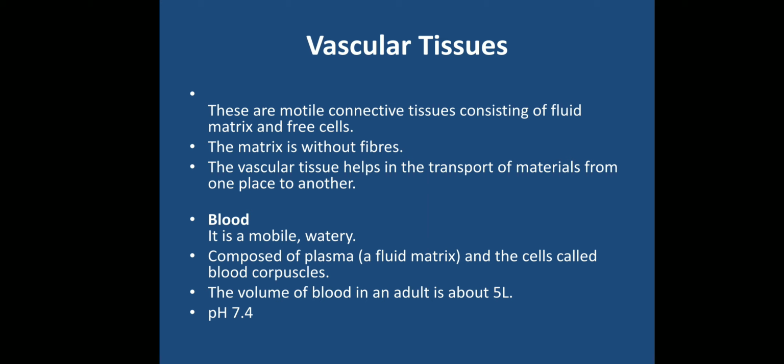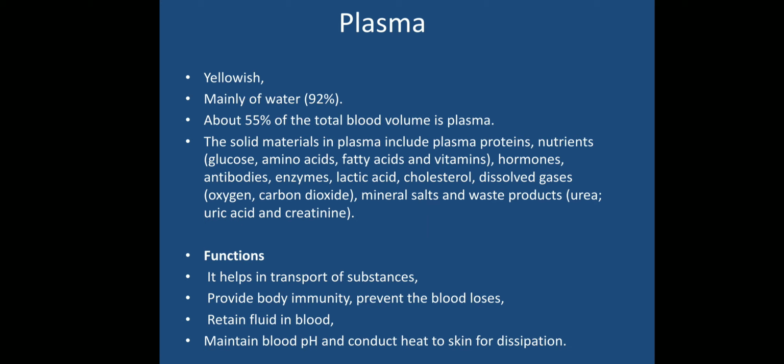Around 95% of the blood consists of plasma, the major part of the blood, which is formed mostly of water. Blood consists mainly of two things: the plasma, a fluid matrix, and the cells called blood corpuscles, which are of different types, RBC, WBC, and so on. An adult human body can hold around 5 liters of blood. The pH of the blood is 7.4, so we can say it is slightly alkaline in nature.